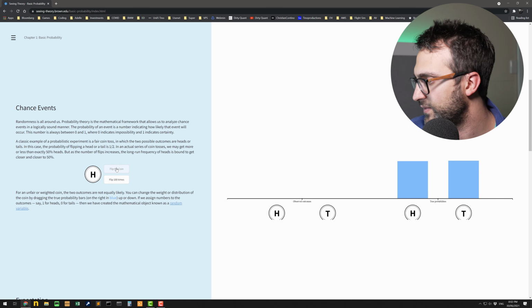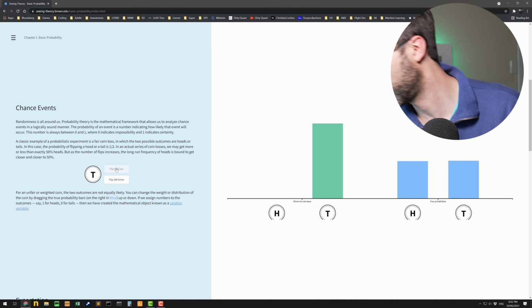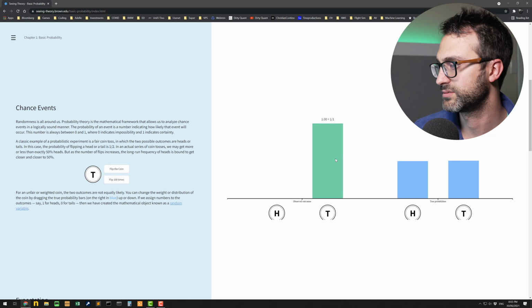Okay, what if I flip the coin? So flip the coin once, it came out tails, 100%. So, one time. That's what I was sort of talking about. You can only do this event once. It's either 100% or 0, right?